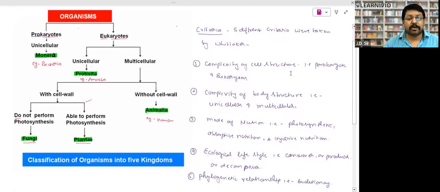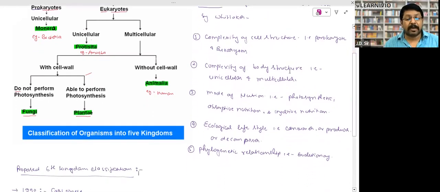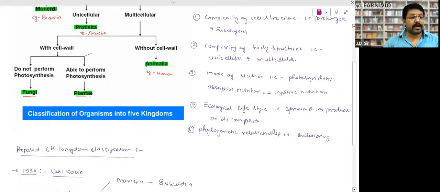First criteria was complexity of cell. Prokaryotes are simple and eukaryotes are complex. Then complexity of body structure: unicellular, multicellular. Third, mode of nutrition: photosynthetic like plants, absorptive nutrition like fungi, ingestive nutrition like animals, autotrophic like plants. Fourth, ecological lifestyle: there are consumers like animals and Protista, producers like plants, or decomposers like fungi. So that was the ecological lifestyle.